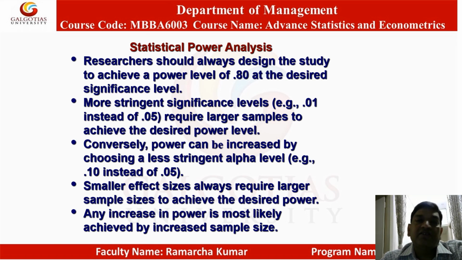Statistical power analysis. Researchers should always design the study to achieve a power level of 0.80 at the desired significance level. A more stringent significance level, say 0.01 instead of 0.05, requires larger samples to achieve the desired power level. Conversely, power can be increased by choosing a less stringent alpha level. So you can increase power by increasing alpha. So if it is 5%, you can increase it to 10%. A smaller effect size always requires larger sample sizes to achieve the desired power. We have already seen that a smaller effect size requires a larger sample size to achieve the given level of power. Any increase in power is most likely achieved by increased sample size.